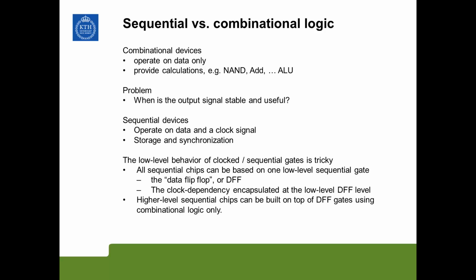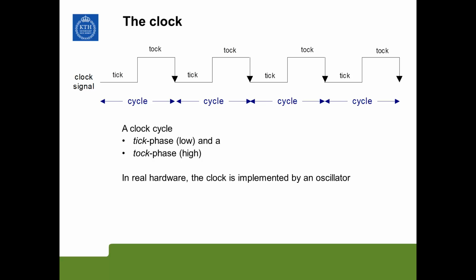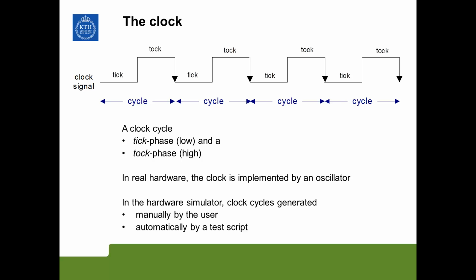Let's look a little bit at the clock. It has 2 states, what we call tick and tock. We could represent them as a 0 and a 1, and 1 tick and 1 tock constitute 1 cycle. This is the frequency that will determine the speed of a processor. When we talk about clock speed, it's really the clocking of the sequential gates in a computer. In real hardware, the clock is implemented by an oscillator, but in the hardware simulator, the clock cycle is generally advanced manually by clicking and moving the state forward, or automatically by the test script.